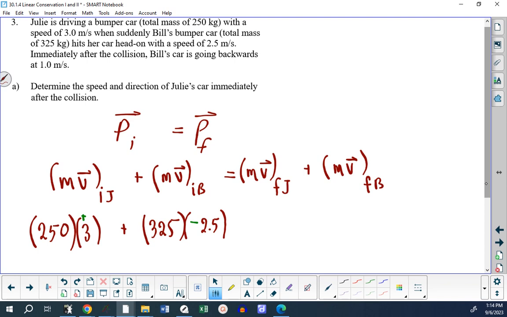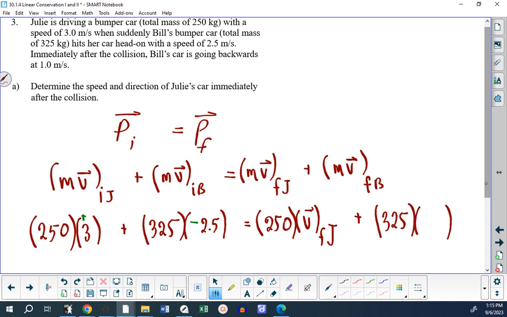Okay, afterwards, we have Julie's mass, which is 250, times her velocity, which we do not know, right? We don't know that. That's what we're trying to find. Plus Bill's mass, which is 325.